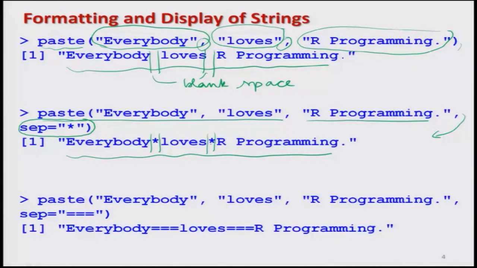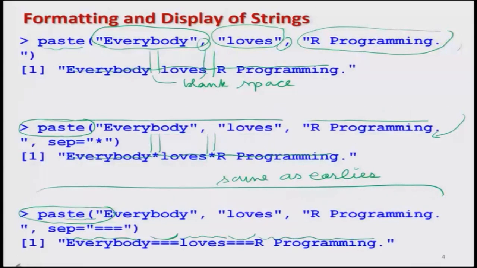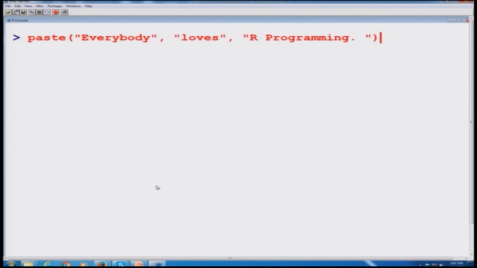Similarly, to understand it better, suppose I want a separator which is three equality signs. You can see here I give it here, and this is the same as earlier, no change. Now you see the outcome comes like this: everybody, the first string, loves, the second string, R programming, the third string, and they are separated by the symbol of three equality signs. Now, let us see what happens when we execute these functions over the R console. You can see when I type the same command, it gives me the same thing. And here you can see that the three strings, everybody, loves and R programming, are separated by the blank space.